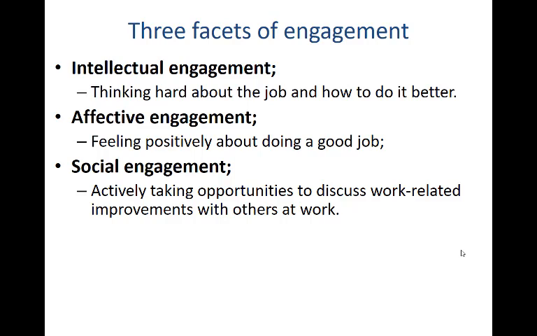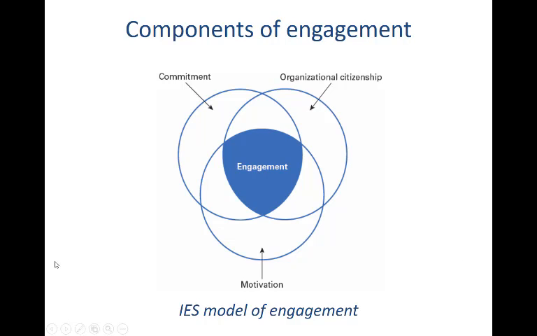Effective engagement, this is feeling positive about the job that you do and wanting to make a difference. And finally, social engagement, this is actively taking opportunities to discuss work-related issues or improvements with the people and staff and engaging with others to make the place a better place to work. So here are the components then, really made up of motivation, commitment and citizenship towards others, and that then provides us with that engagement, which is really important.